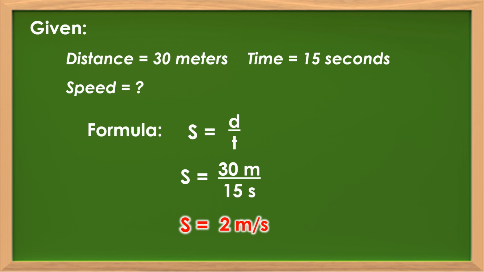Given in the problem are distance, which is 30 meters, time, which is 15 seconds, and again, the formula in finding the speed is distance divided by time. So, 30 meters divided by 15 seconds, the answer is 2 meters per second.